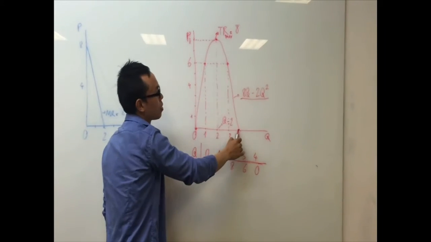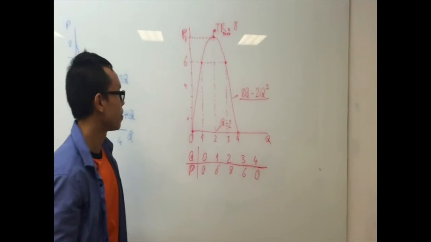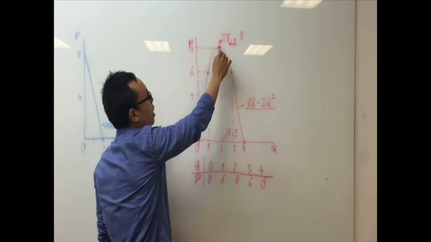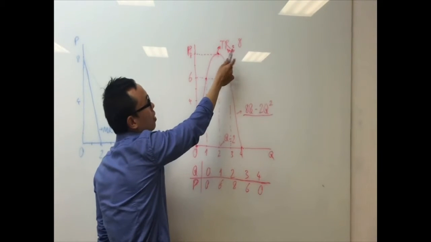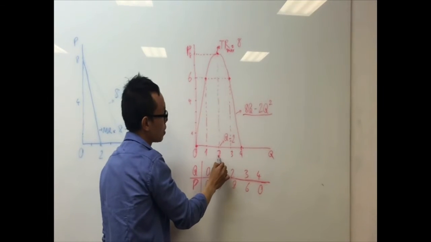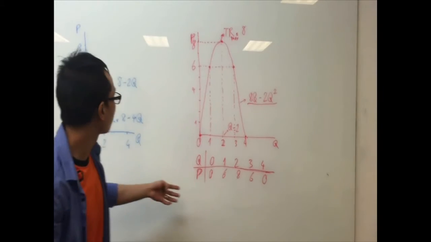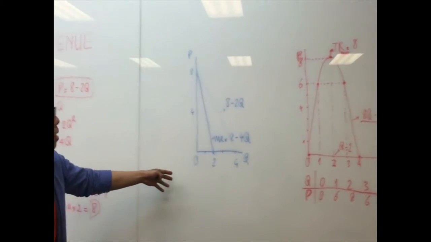We can construct the total revenue function as 8Q minus 2Q squared. And here you can see the point where the total revenue is maximized: Q equals 2 and total revenue is 8. Okay, now let's move to sketching the demand function.